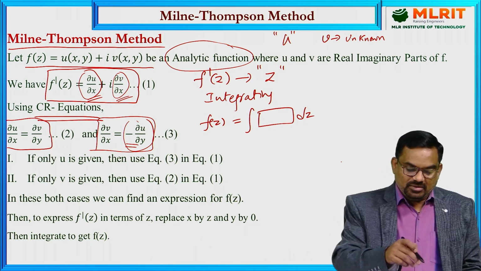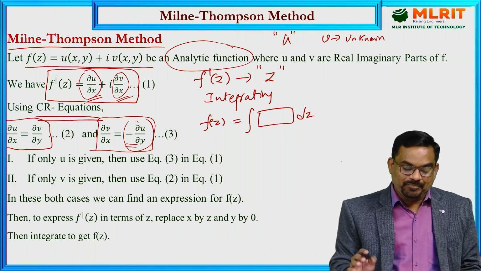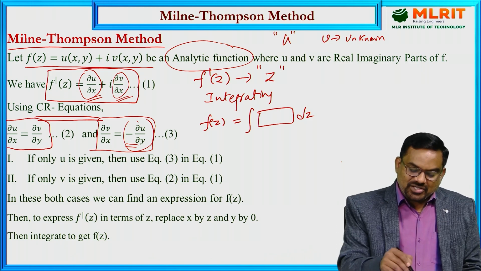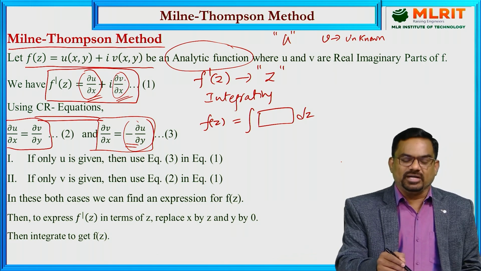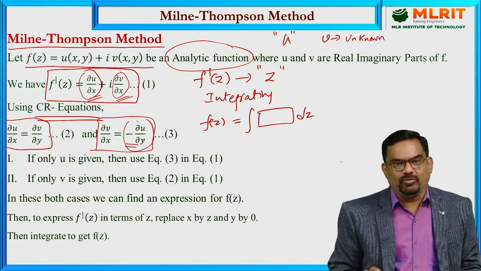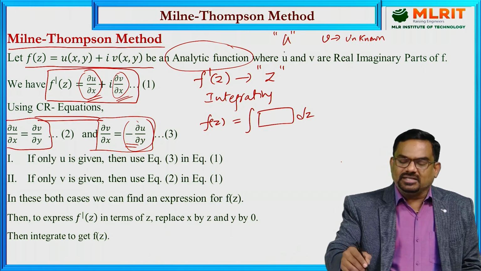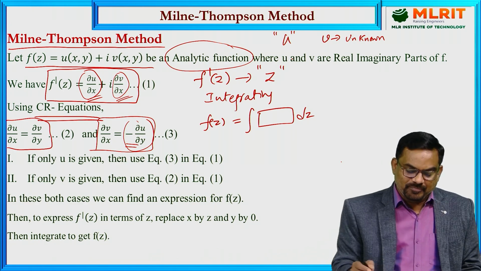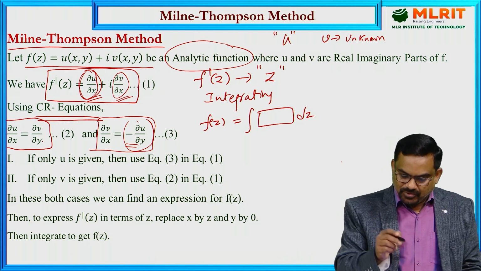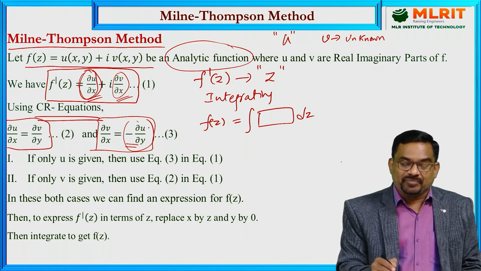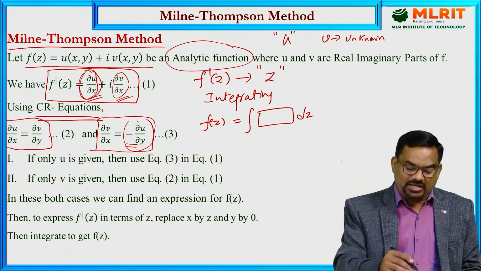So, we have the function f of z with only the real part known, let us suppose. Then f dash z is in terms of u and v. Using the CR equations, we can replace dou v by dou x with minus dou u by dou y. Similarly, if only v is given and u, the real part, is unknown, we replace the first term dou u by dou x using dou v by dou y. So, if u is given, use the second condition. If v is given, use the first condition and replace the corresponding terms in f dash z.